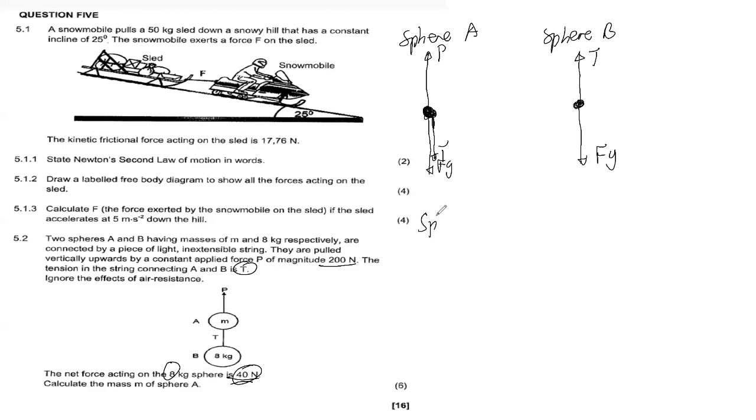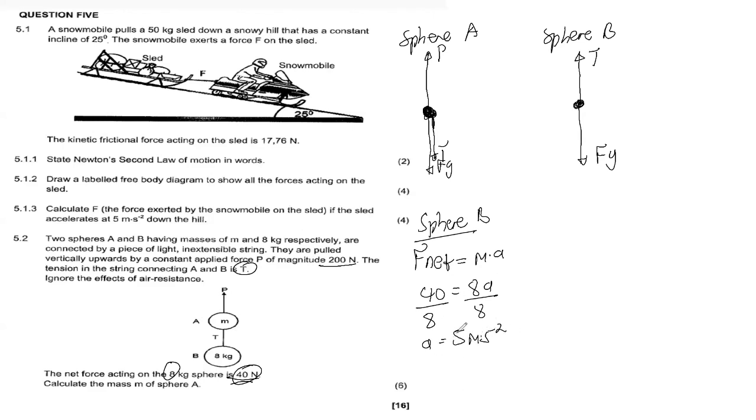So let's indicate this is sphere B. Remember, we are to calculate the mass. So we know we are trying to calculate the acceleration here, because if this is a system joined by the same tension, then they have the same magnitude of tension and they also have the same magnitude of acceleration, right? So now we can say F net is equal to M times A. Our F net is given as 40, our mass is 8 kg, then if we divide both sides by 8, our acceleration is 5 meters per second squared, right?